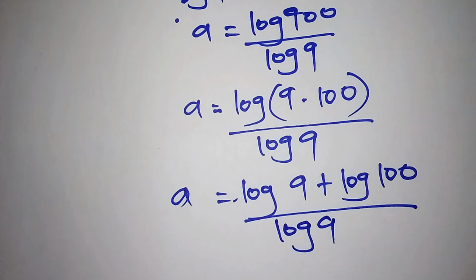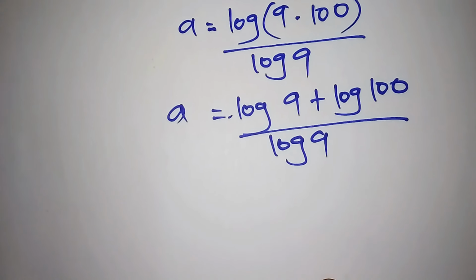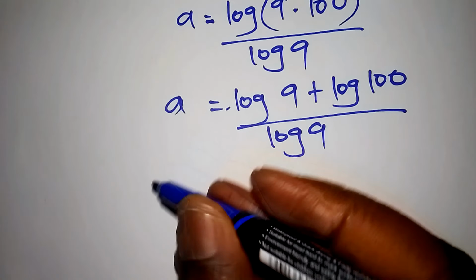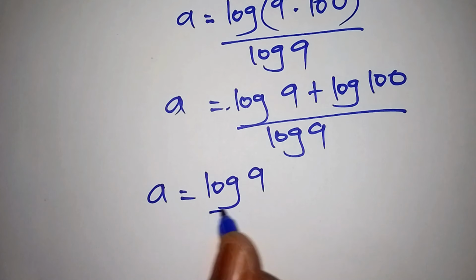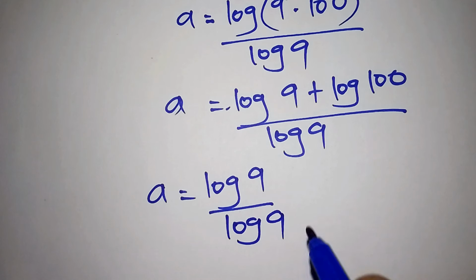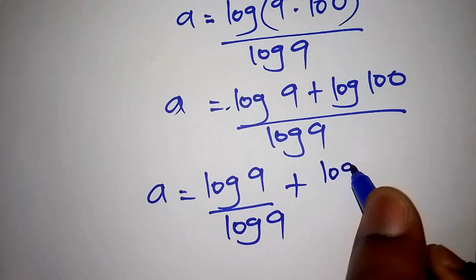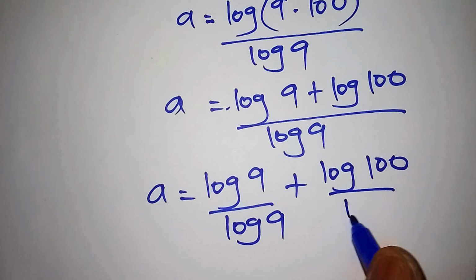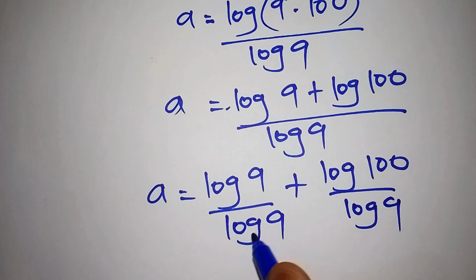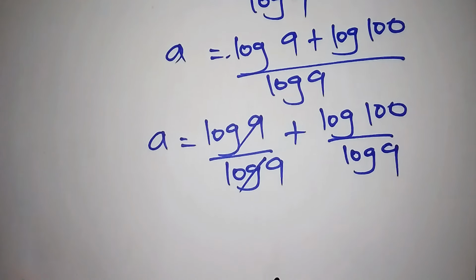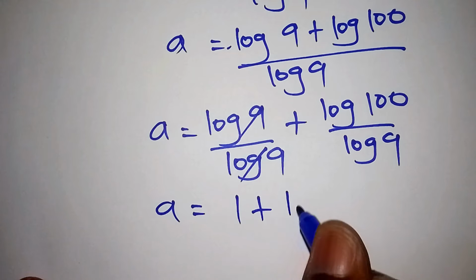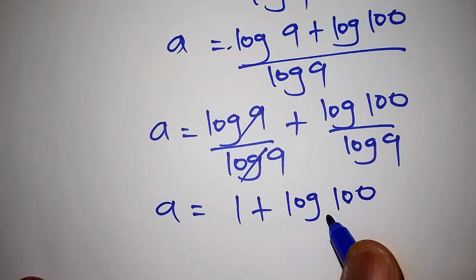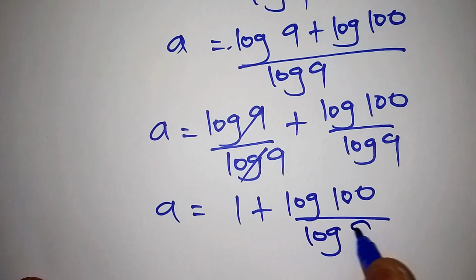So let's now divide by the log of 9 in the right way. Now we shall have something like this. Our value for a is equal to the log of 9 all over the log of 9, plus the log of 100 all over the log of 9. So log 9 and log 9 shall cancel. When it cancels, we shall remain with 1. So our value for a is equal to 1 plus the log of 100 all over the log of 9.